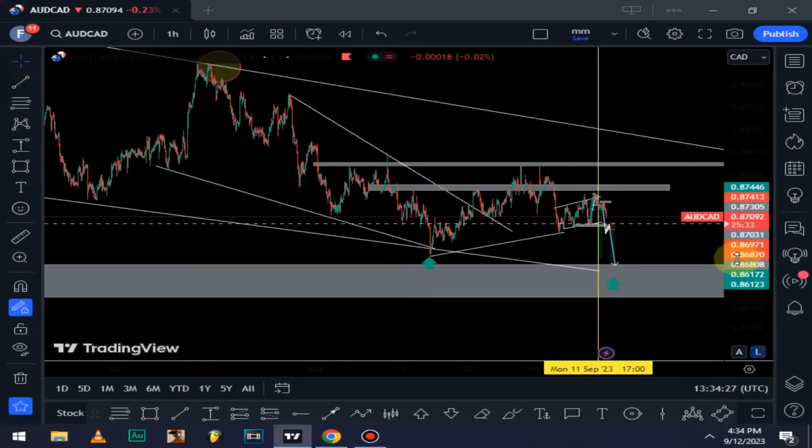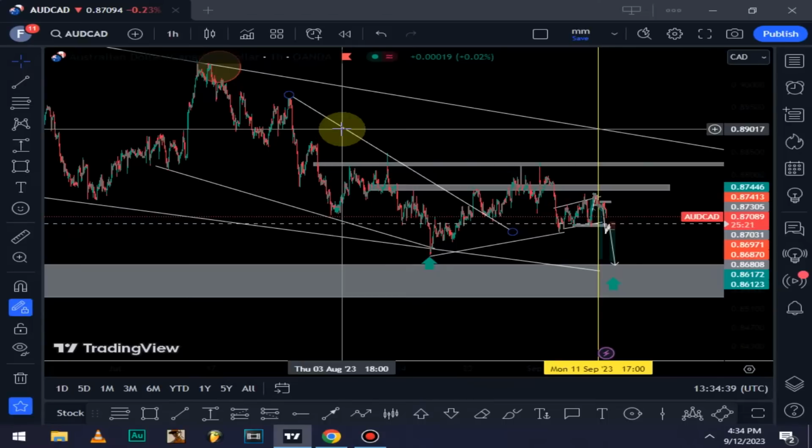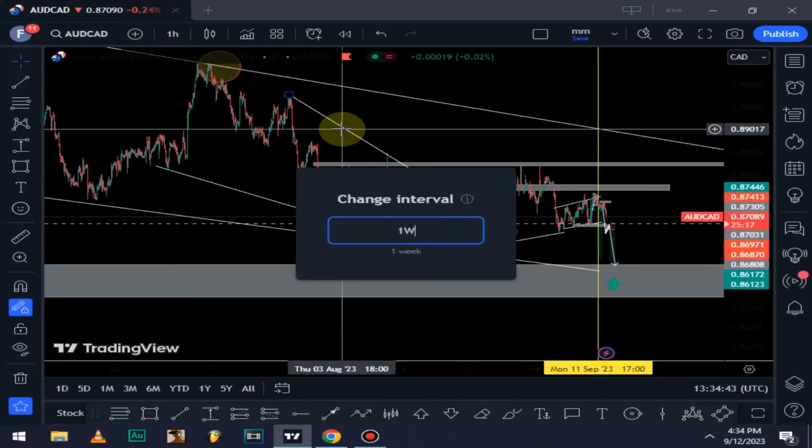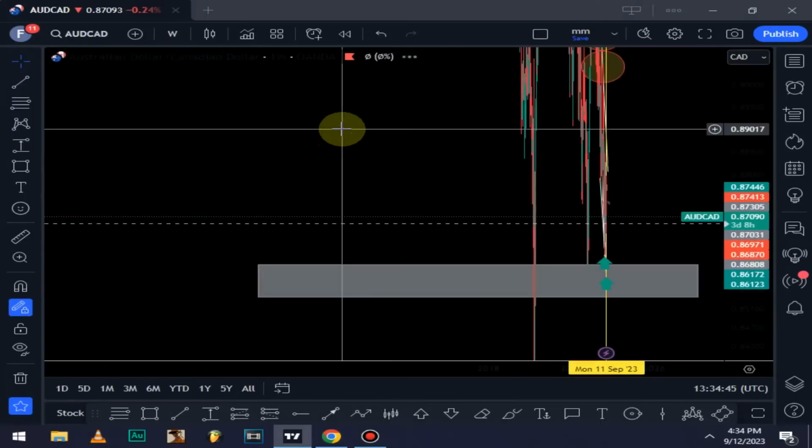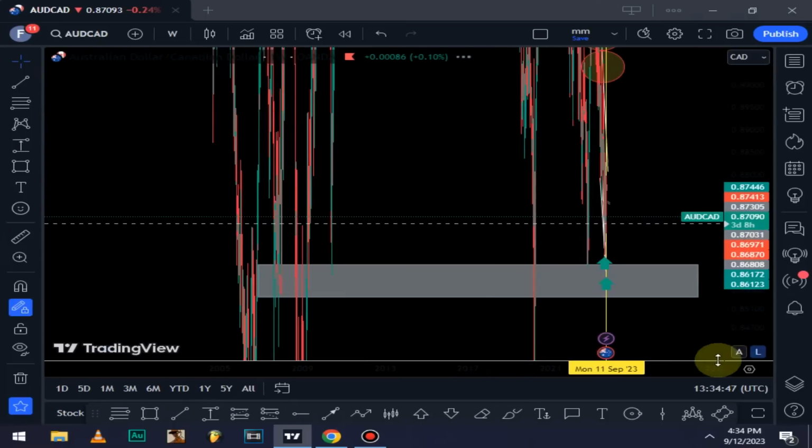So this is AUDCAD, guys. I did give out this week's forecast analysis, which I believe was on a Sunday, right? And I did explain how to tackle this AUDCAD. So let me just start from the top. As usual, my analysis was from the weekly, guys.